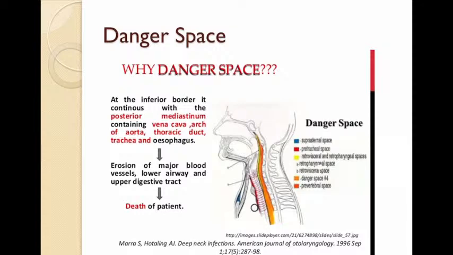And why is it called the danger space? I wanted to remove this slide so that somebody can ask what the danger space is, because I mentioned it and I didn't say anything about it. Okay, this is the inferior border. Its inferior border is continuous with the mediastinum, vena cava, thoracic duct. So it's usually just anterior to the retropharyngeal space. Okay. The reason why it's dangerous is, as seen here, you have erosion of major vessels. It can go to the lower airway and aerodigestive tract, and if not treated quickly, will lead to death of the patient.